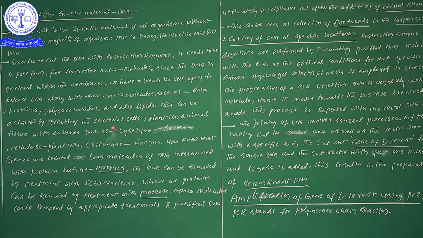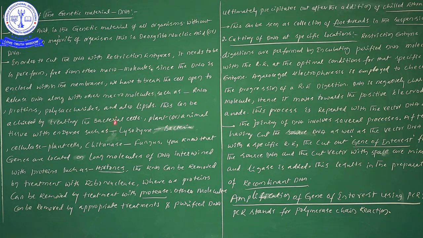If you would like to do the experiments in bacterial cells, or in plant cells, or in animal tissues, wherever you want to do them, it can be done. Suppose you would like to take bacterial DNA, then the bacterial cell wall must be digested.